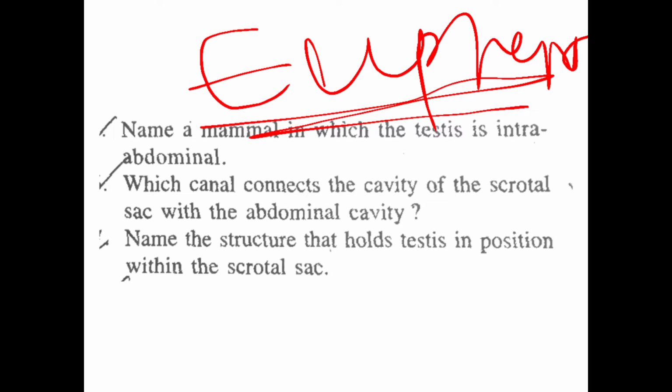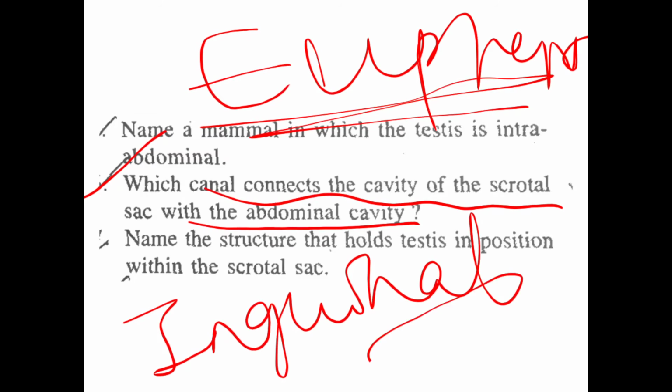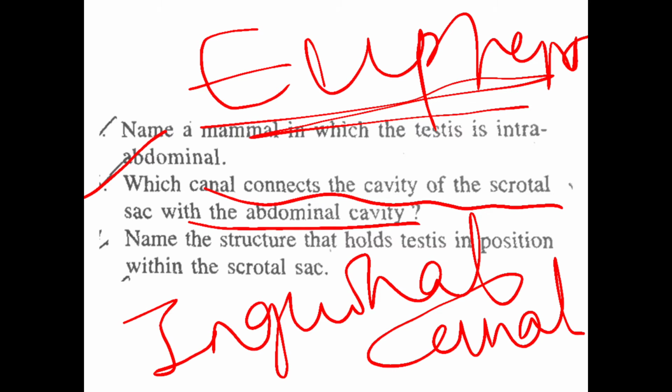Elephant. Then which canal connects the cavity of scrotal sac with abdominal cavity? The canal which connects the cavity of scrotal sac with abdominal cavity is the inguinal canal. Okay.